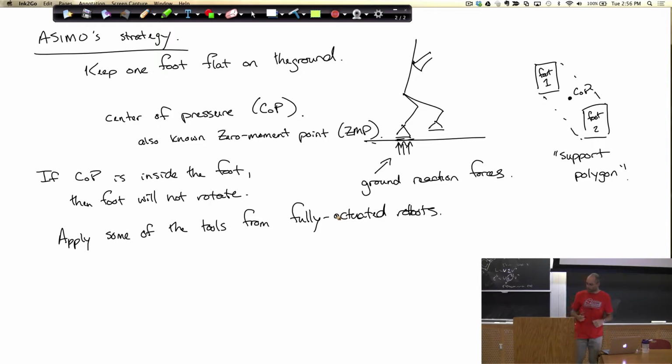Okay. But I think one of the big observations is if my center of pressure is squarely inside my foot, then I can start acting like a fully actuated robot again. It turns out this idea of the center of pressure and the ZMP has turned out to be more important than that, and we'll talk more about this later, but roughly there's a lot of great planning ideas.